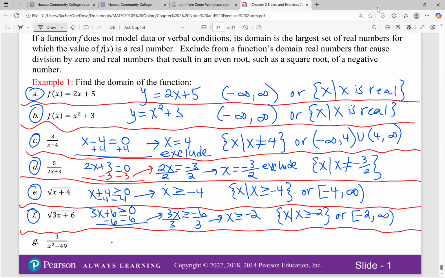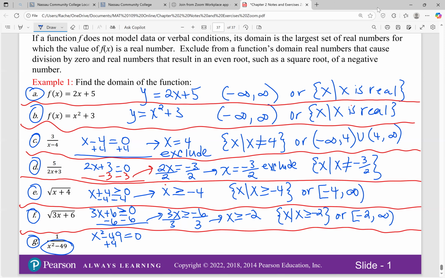And let's do one more just to make sure we got it. Let's look at G. So what is the domain of the function 1 over x squared minus 49? Well, we have a fraction again. And remember, like parts C and D, when we were working with a fraction, the denominator can't equal 0. So we have to think, okay, when would this denominator, x squared minus 49, be equal to 0?